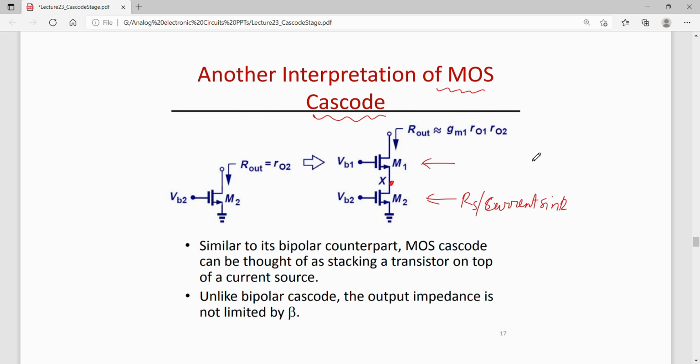So this is similar to a BJT cascode. So in the BJT cascode also, we had seen that the two transistors were stacked on top of each other. So here also MOSFETs are stacked on top of each other. Output impedance was also same, calculations were same. The only difference is that here the output impedance is not limited by beta. So unlike the bipolar cascode, the output impedance in the MOS cascode is not limited by beta.